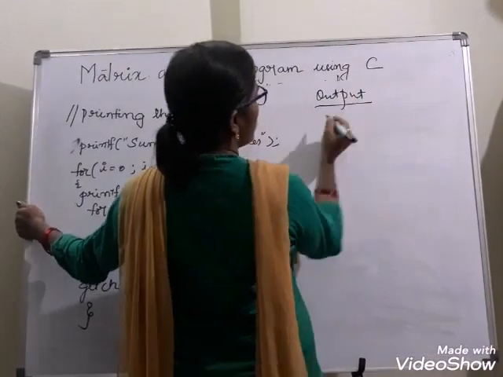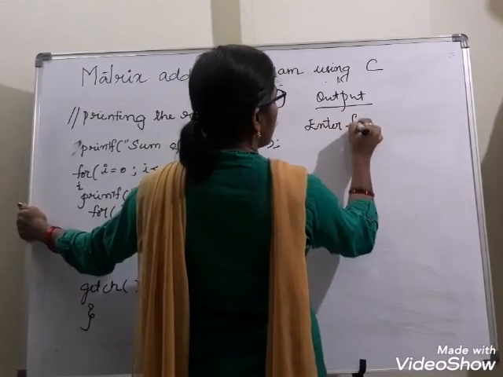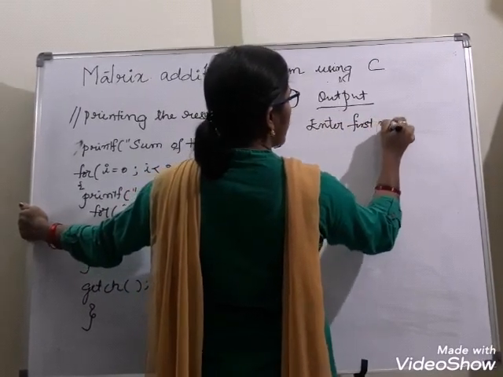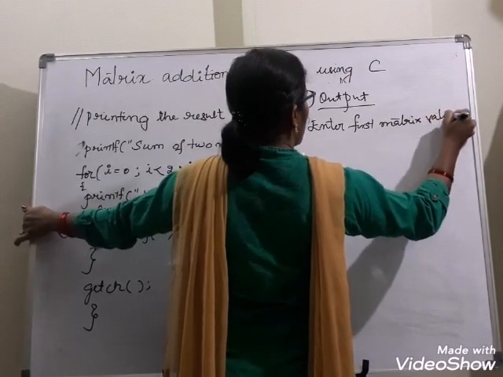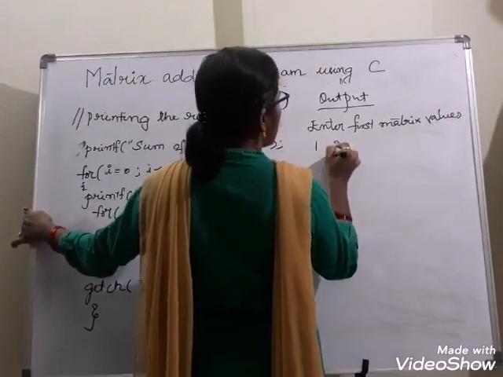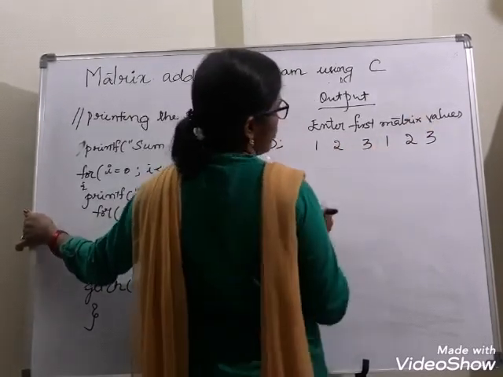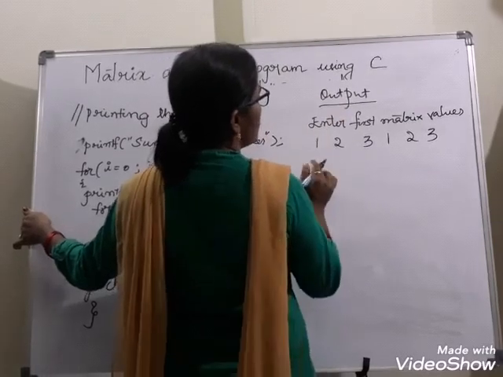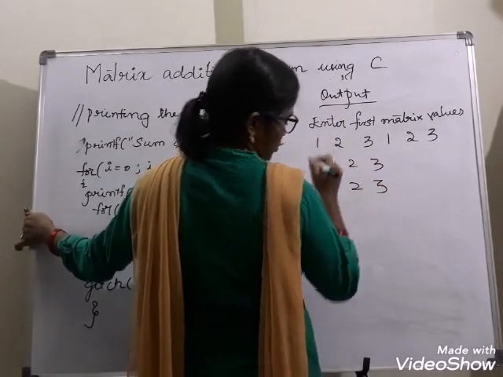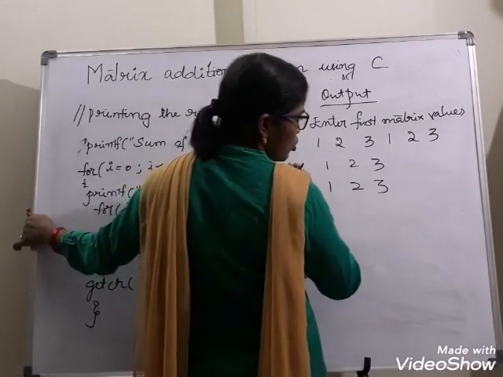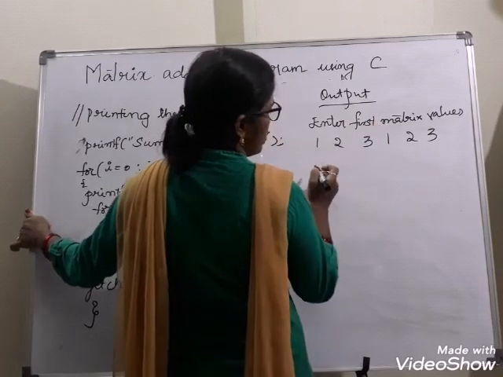So when you run the program, it will ask to enter first matrix values. So I will enter some 1, 2, 3 and again 1, 2, 3. So actually this will be shown as 1, 2, 3, 1, 2, 3. Right? So this won't be shown on my screen. So this will be actually shown on my screen.